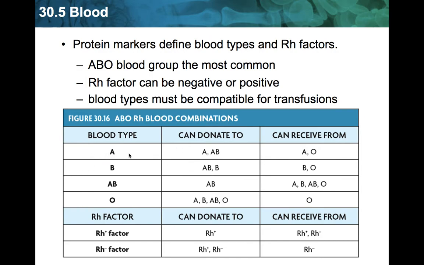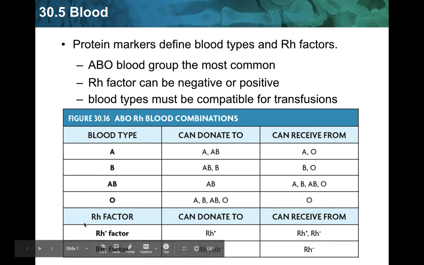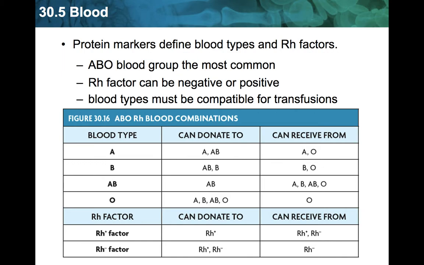So type A blood can donate to A and AB, and they can receive from type A or type O. And this is kind of what I just talked about with the universal donor and receiver. Here are the Rh factors. Let me let that little box go away in a second here. All right, so the Rh positive factor can donate to any other positive Rh factors. But if you're positive, you can receive from Rh positive or Rh negative.